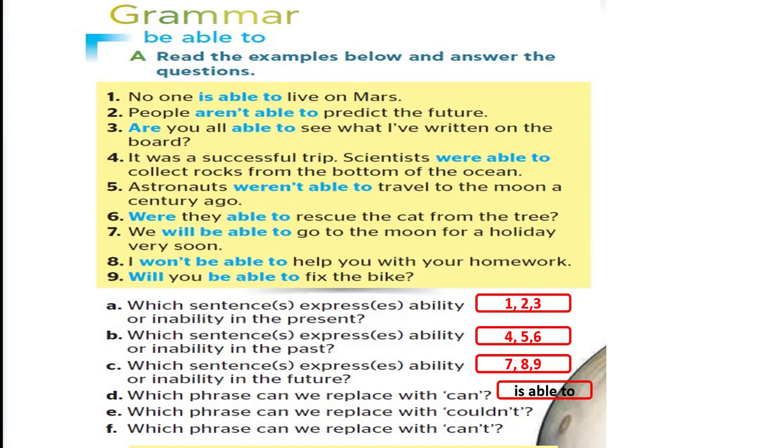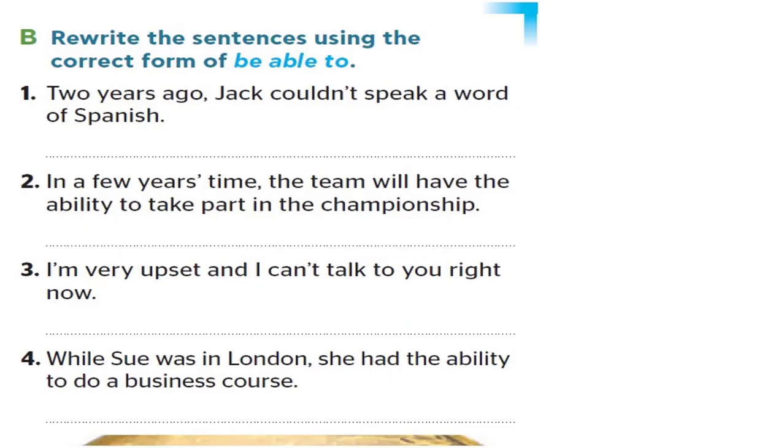The answer is weren't able to. Question F. Which phrase can we replace with can't? The answer is aren't able to. Now let's move to question B. Rewrite the sentences using the correct form of be able to.